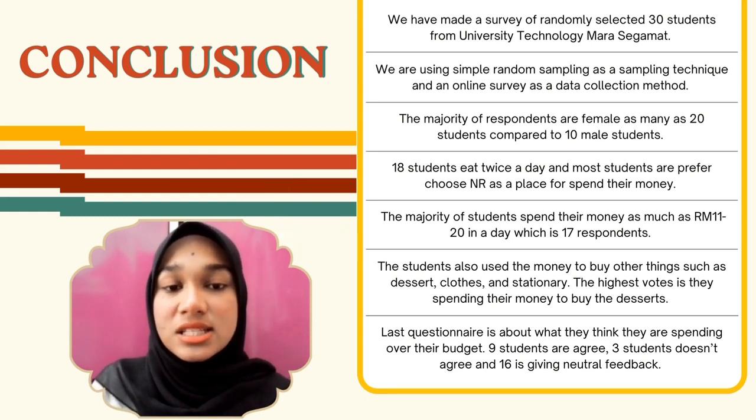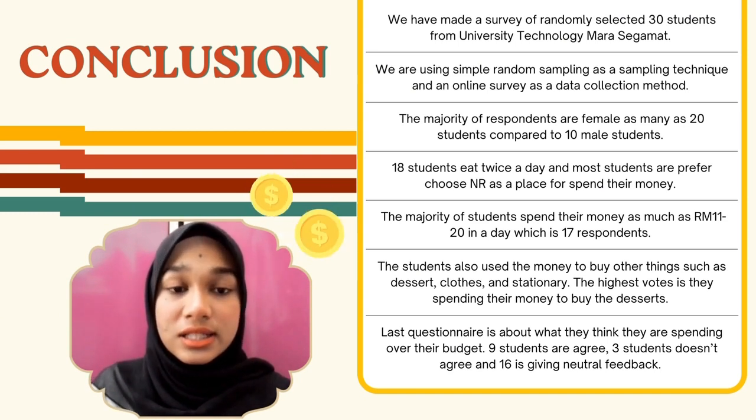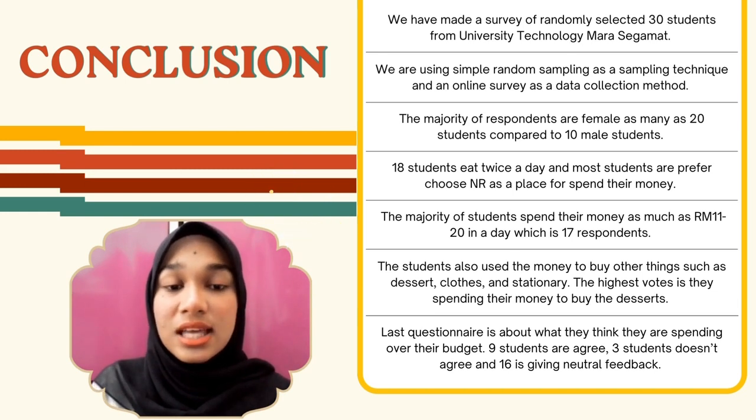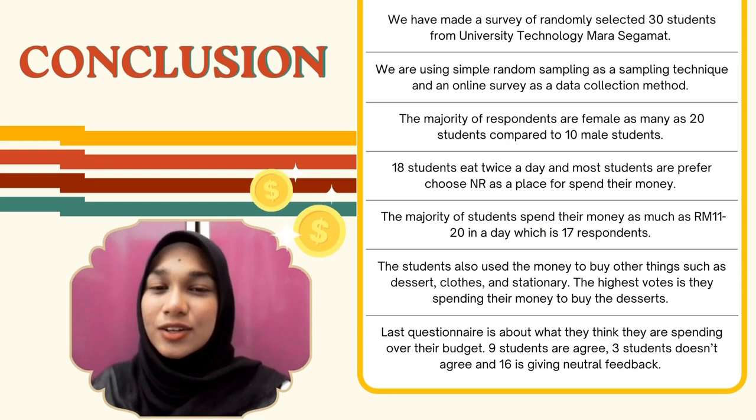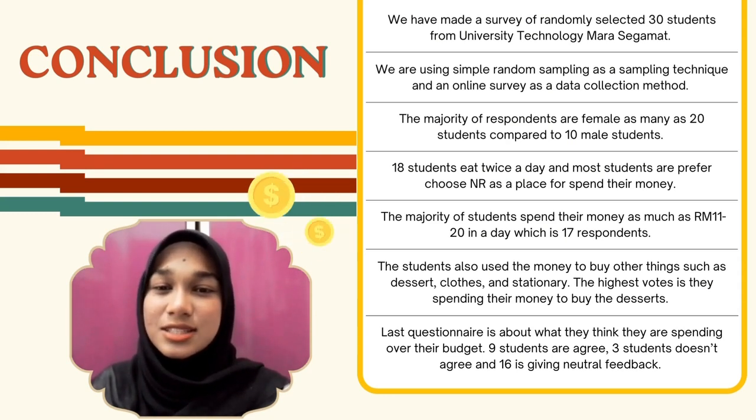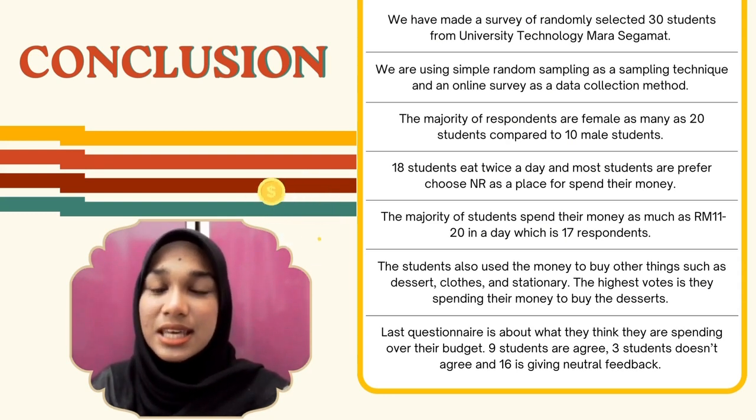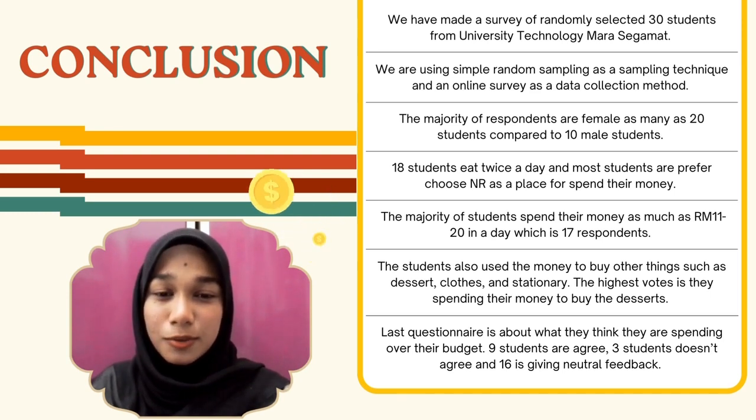The last questionnaire is about whether they think they are spending over their budget. 9 students agree, 3 students don't agree, and 60 give neutral feedback. According to the data, we can see that the students use their money wisely and don't exceed their budget. The price of food and other items at UiTM Segamat is suitable for students. That's all from us. Thank you.